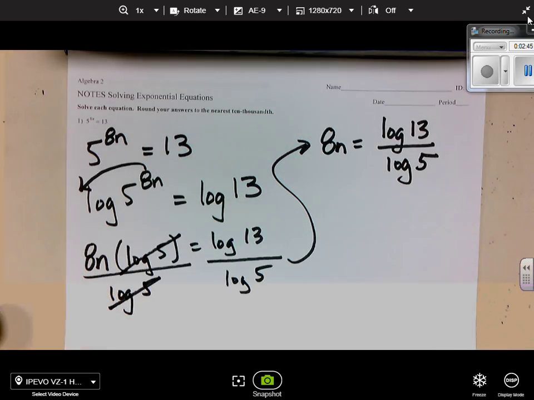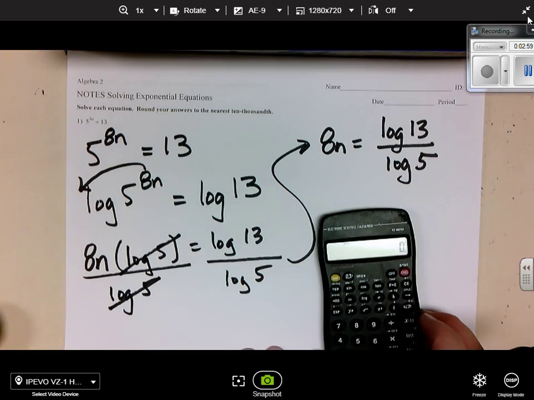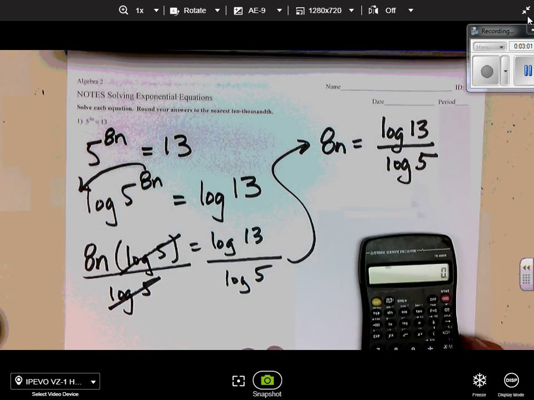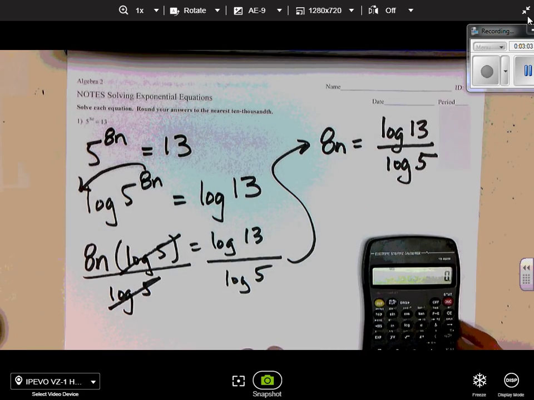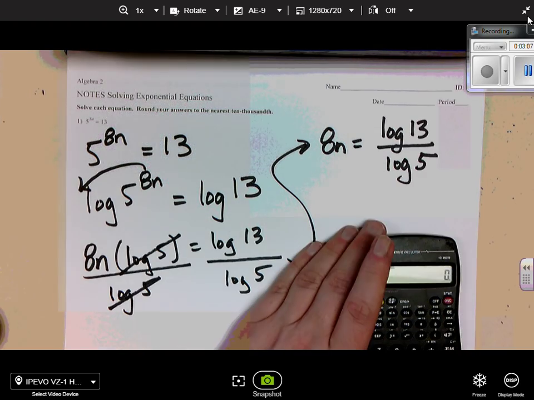All right, now this right side, ew, it's so ugly. Let's clean that up a little bit. Let's figure out what log 13 is and divide that by whatever log 5 is. And I'm not that good. I have no idea what those values would be. That's why I have a calculator. And you guys will need to have your own calculator for this class from now on. I'm not providing calculators anymore.